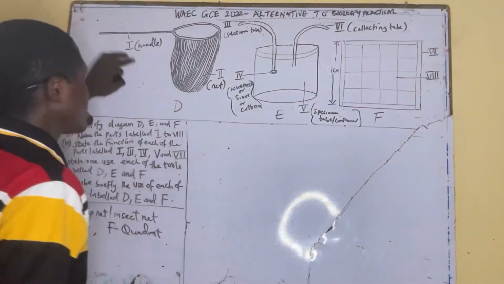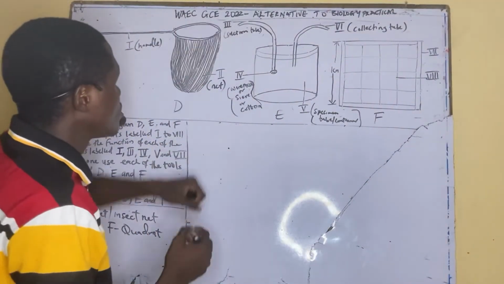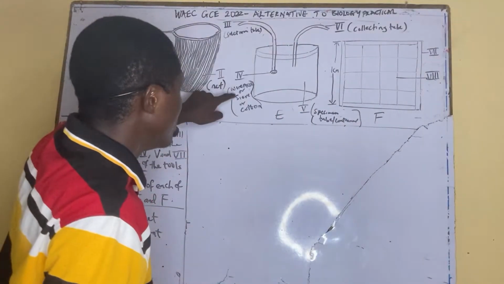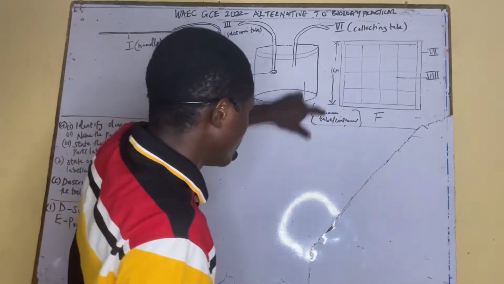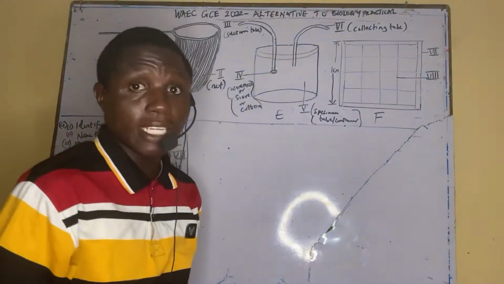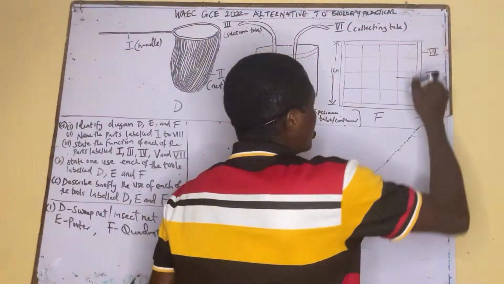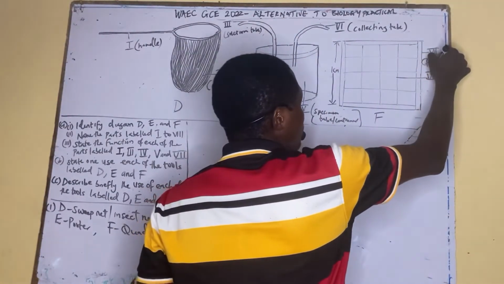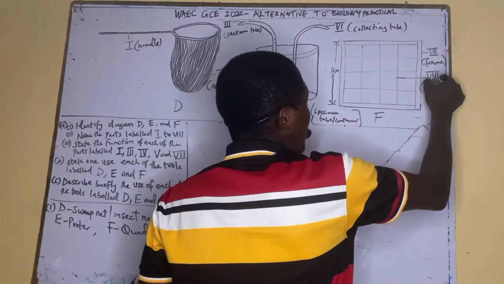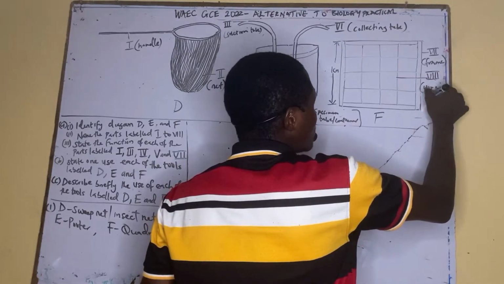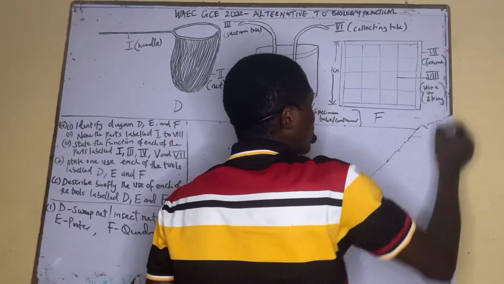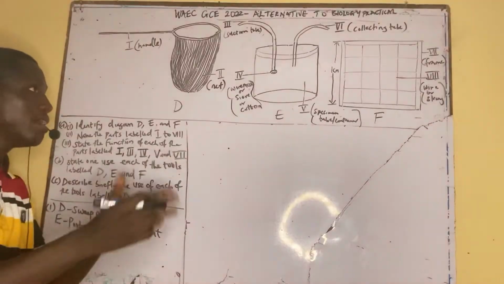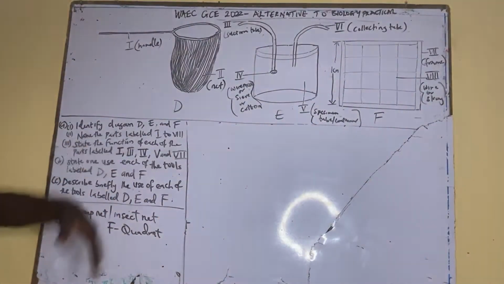Please, Roman figure 1 is handle, Roman figure 2 is net, 3 is suction tube, 4 is wire mesh or sieve or cutting, 5 is specimen tube or container, 6 is collecting tube. Then 7 here is the frame of the quadrant, while this is the wire or string of the quadrant, usually tiny as you can see. And that's the labeled parts of Roman figure 1 to 8.